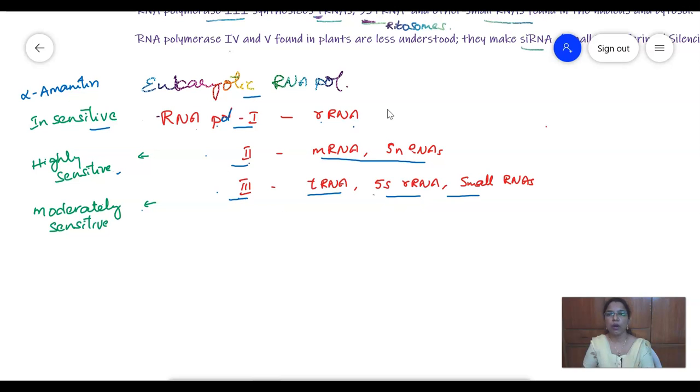That means even though alpha amanitin is present, we are going to get ribosomal RNA, but mRNA synthesis is highly inhibited by a small amount of alpha amanitin. At a concentration of 10 micrograms per ml, tRNA synthesis is also inhibited. These are the eukaryotic RNA polymerases 1, 2, and 3. In prokaryotes, only one type of RNA polymerase is present, which synthesizes all the mRNA, tRNA, as well as rRNAs. That's all.